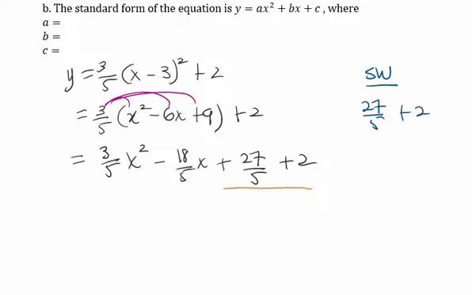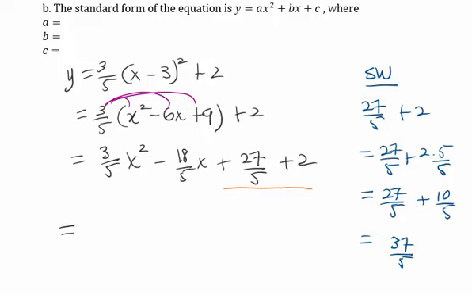So we can do a little scratch work on the side. I just want to get a common denominator, and so I would multiply the 2 by 5/5, so the denominator will be a 5. So we get 27/5 plus 2 times 5/5, and that's 27/5 plus 10/5, and altogether 37/5. So lastly, y is equal to 3/5 x squared minus 18/5 x plus 37/5.